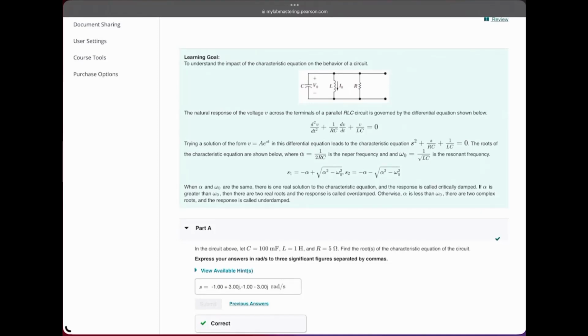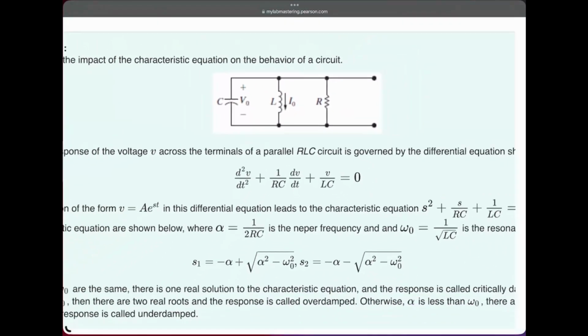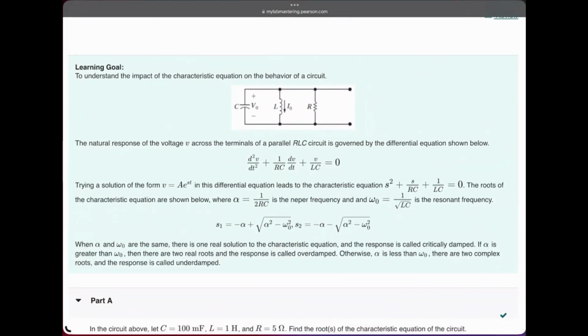Okay, so this is going to be second order circuits. This is going to be pulled from the homework that I did for second order circuits. And when doing circuits for second order, we have a capacitor, inductor, and resistor all in either parallel or series. In this case, we are dealing with parallel.